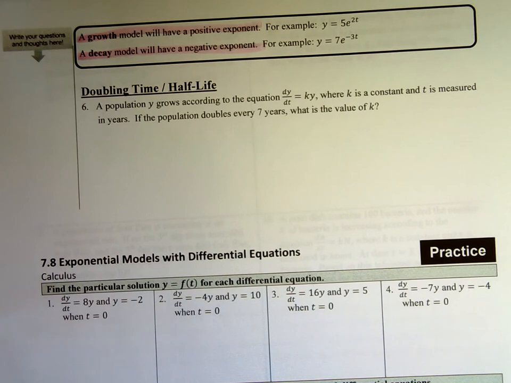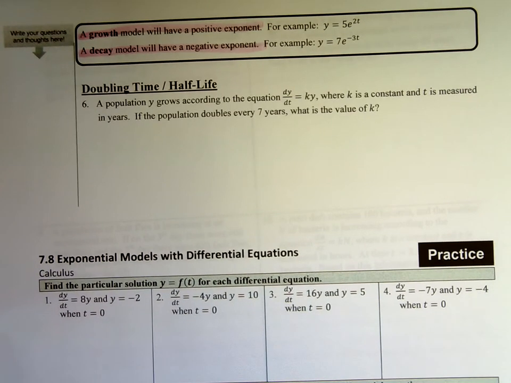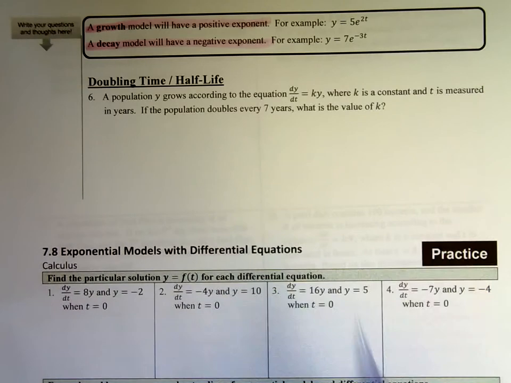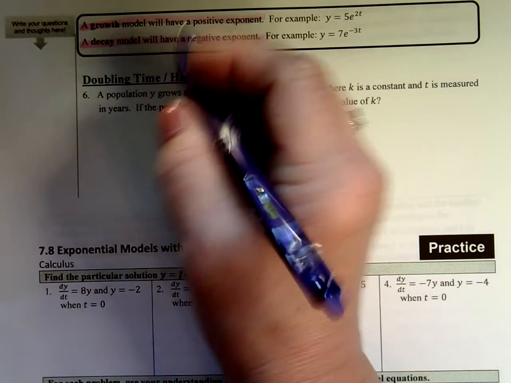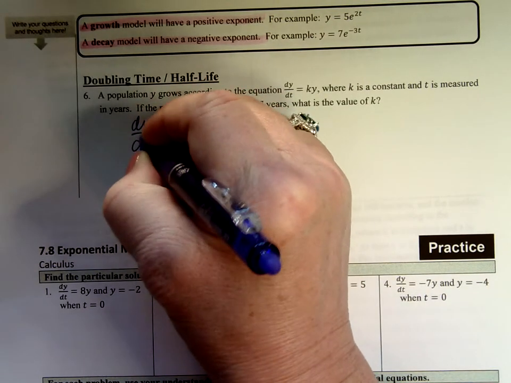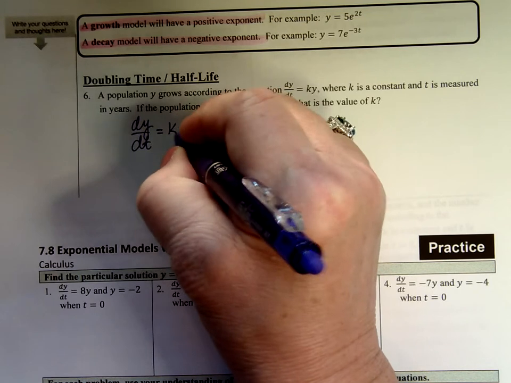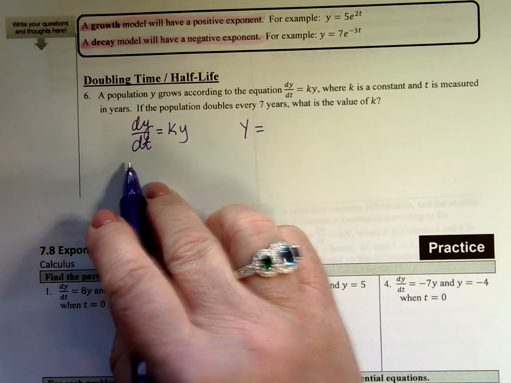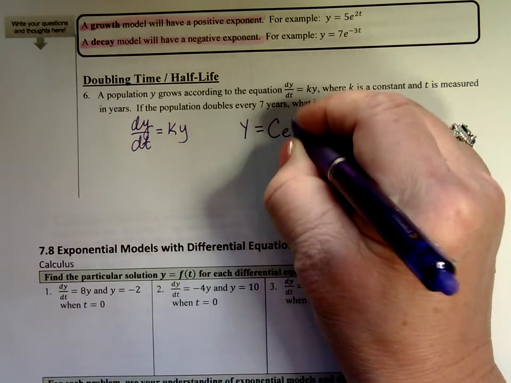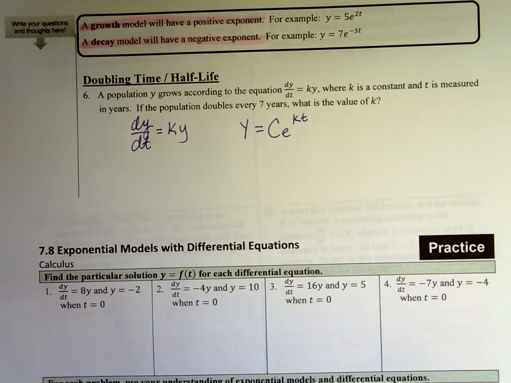Population y grows according to the equation dy over dt equals k times y, that same constant times y, where k is a constant, t is measured in years. If the population doubles every 7 years, what's the value of k? So we know, and this is the really hot topic here for this section, dy over dt, whenever you see k times y, you know the original function y, this is the derivative, you know the original function is ce to the kt power. It's just the facts. We derived it back in the beginning of this section, so you kind of can see how they go. But now I fill in what I know.